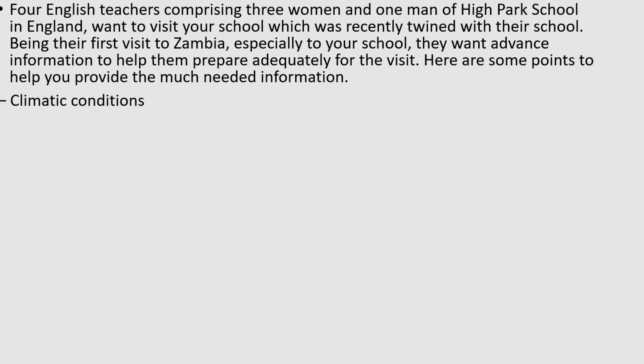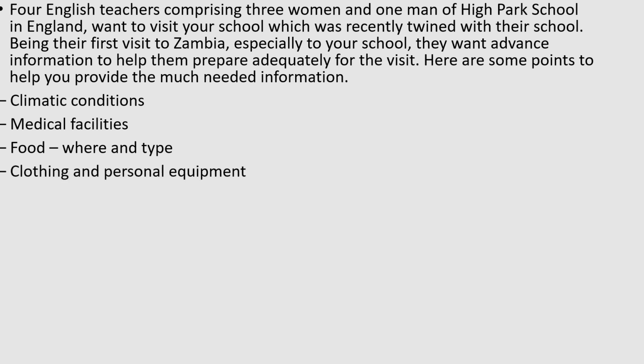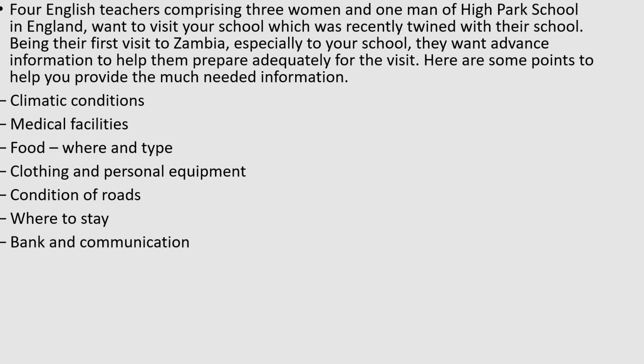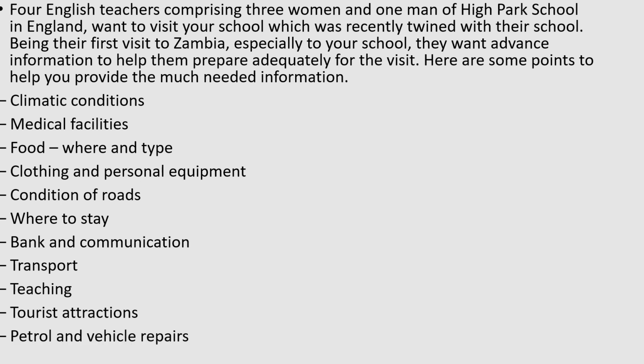The first point should be about climatic conditions. The second point should be about medical facilities. The third point should be about food, where to find food and the type of food. The fourth point should be about clothing and personal equipment. Then the next point should be about condition of roads. Then also where to stay. Then also bank and communication, transport, teaching, tourist attractions, and finally petrol and vehicle repairs. Okay, so these are the points you're expected to use. But you may add any other relevant point.